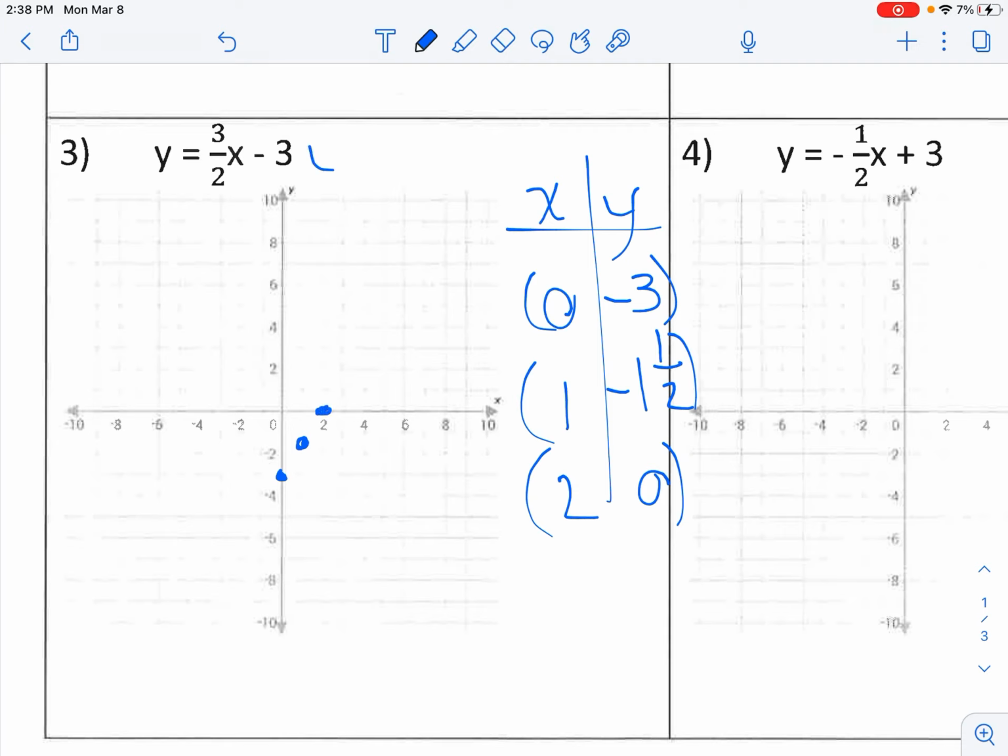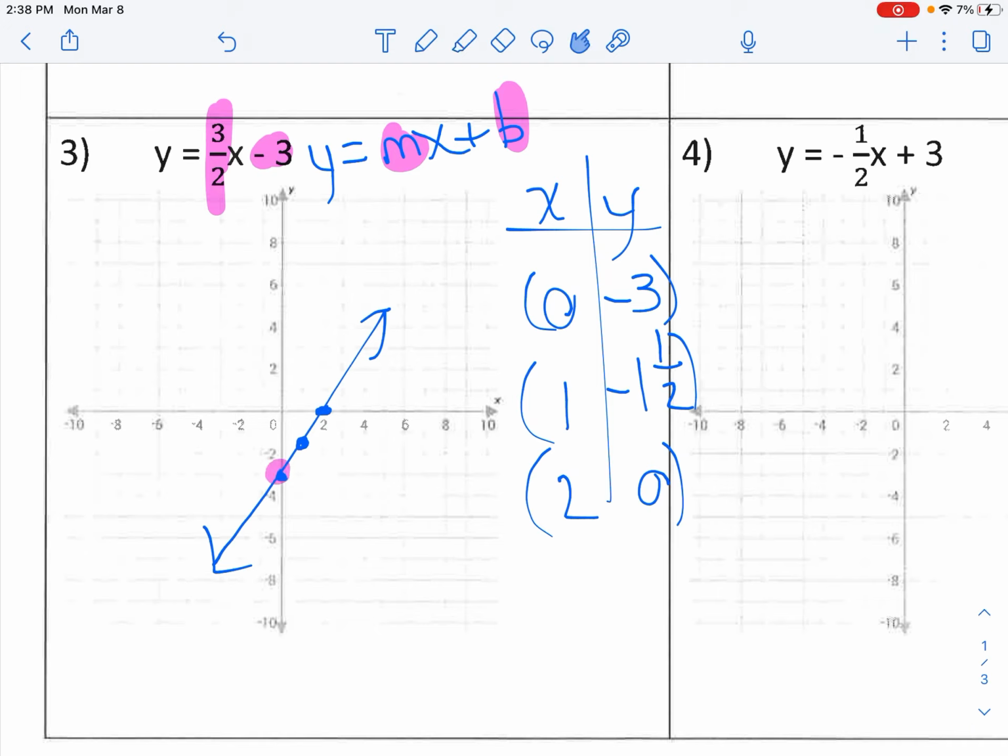So remember again that formula, y is equal to mx plus b. M is the slope of your line. Whoopsies, I forgot to connect my points. Sorry about that. So connect your points, draw your line. So the slope of this line is 3 to 2, and the y-intercept, the plus b, is -3. -3 is exactly where your line hits your y-axis.